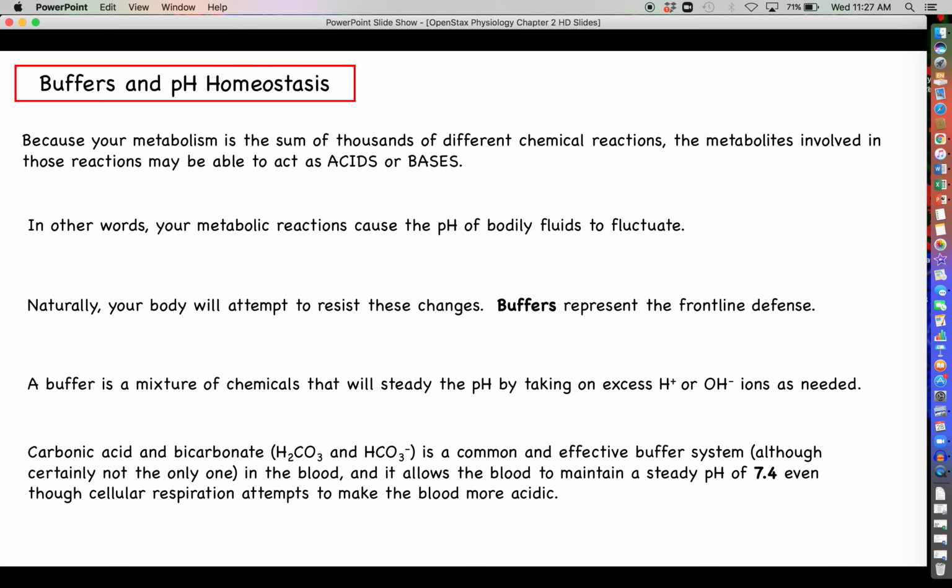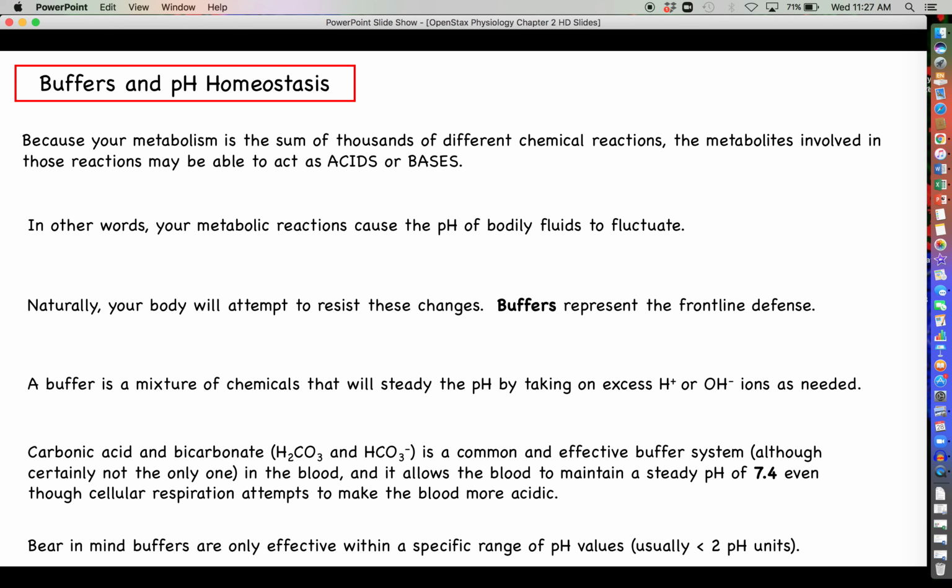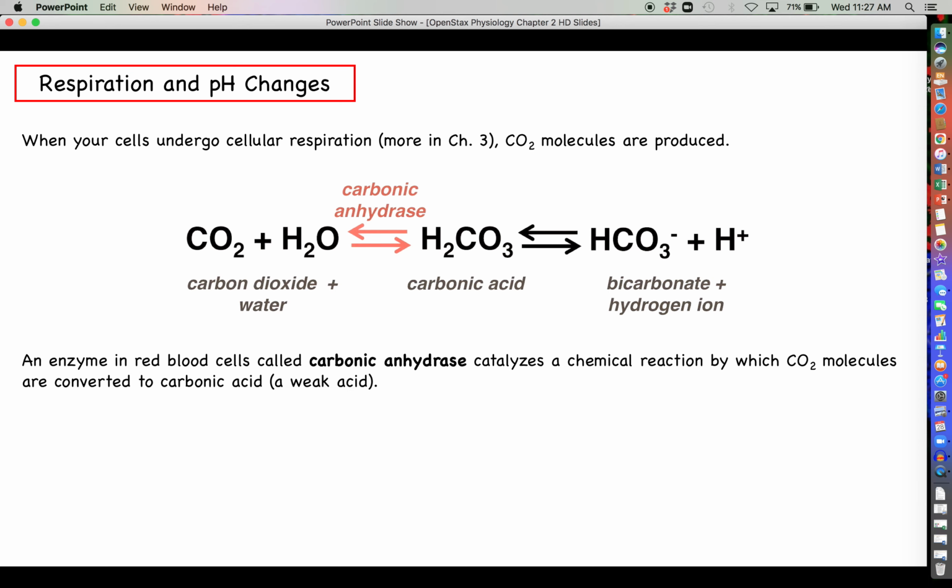So let's take a closer look specifically at cellular respiration on the next slide. But one last reminder here is that you should keep in mind that buffers can only be effective within very narrow pH values, usually a range of about 2 pH units. So if the pH of a bodily fluid gets too far out of whack, then buffers aren't really going to be able to save you if the pH is outside of their effective buffering range.